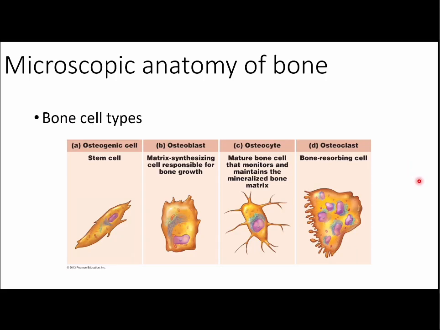So we've got our osteogenic cells, our osteoblasts, which secrete our bone matrix, our osteocytes, which are our mature bone cells that help to monitor and make sure everything's functioning the way it should and send signals when things aren't functioning the way that they should. And then we have our osteoclasts, which help to resorb bone.